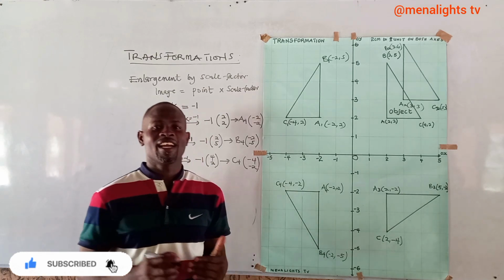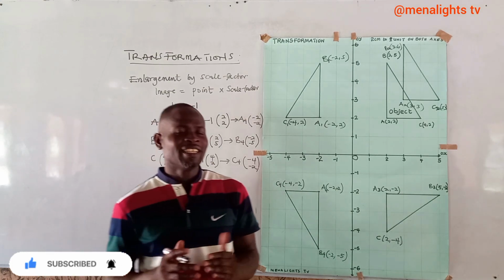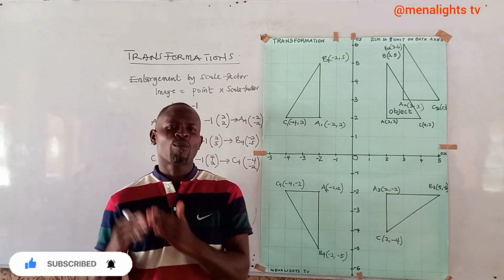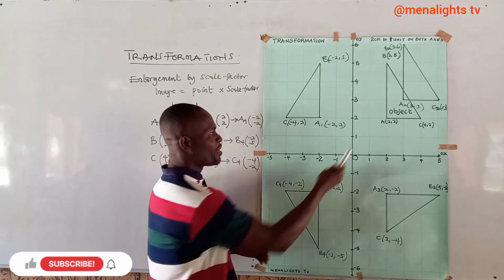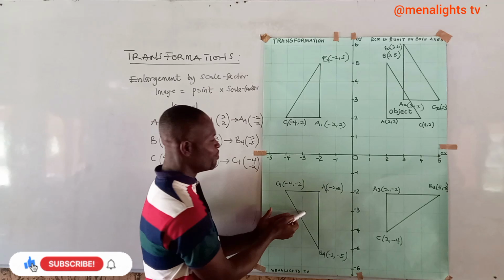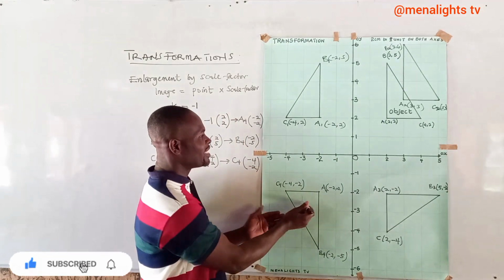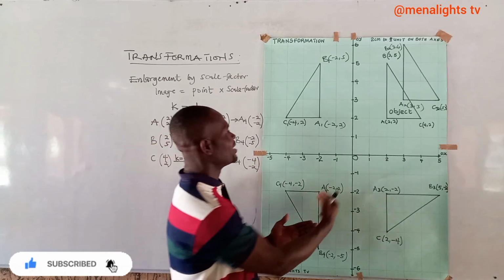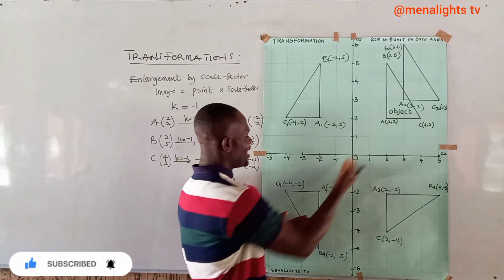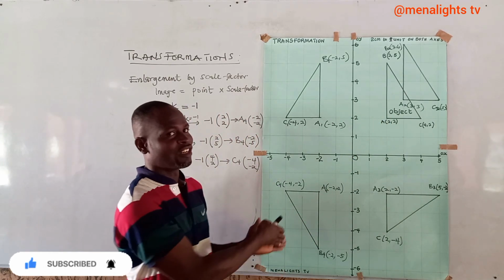Now when the scale factor is negative 1, the image is formed at the opposite of the object. This is where we have the object and this is the image. The scale factor is negative 1. This image is forming at the opposite side of the object. This is the object and this is forming at the opposite side of the object.